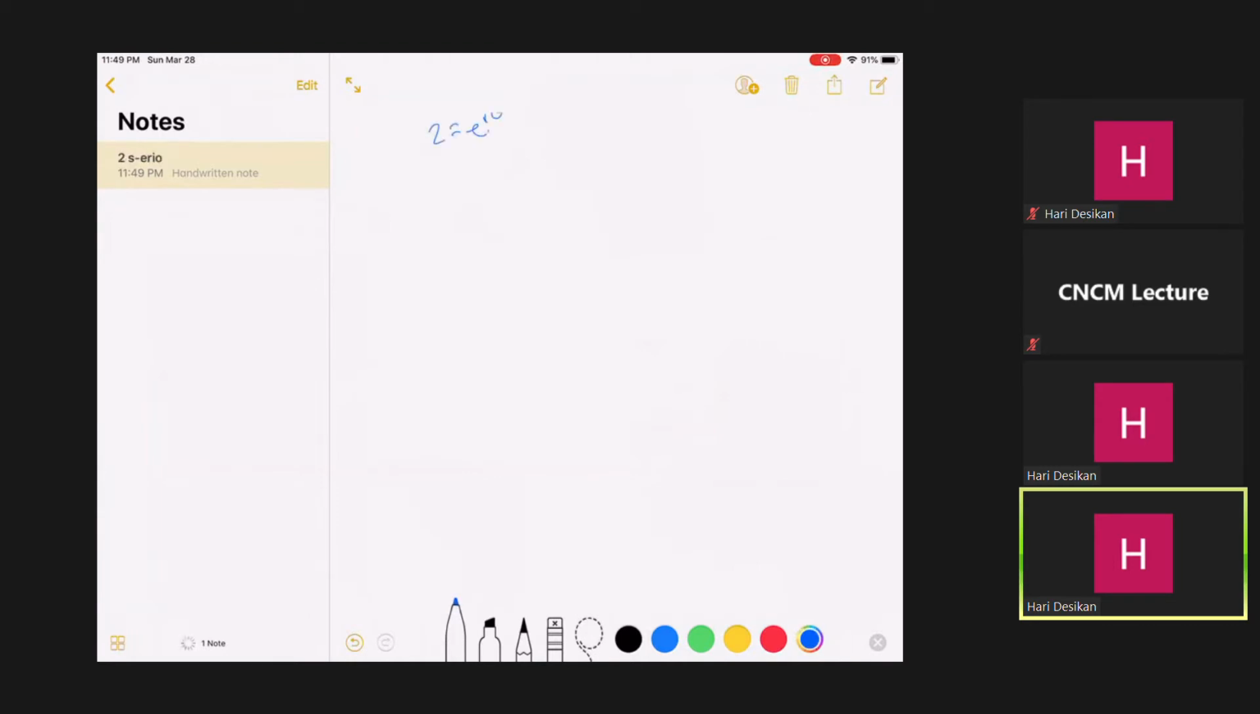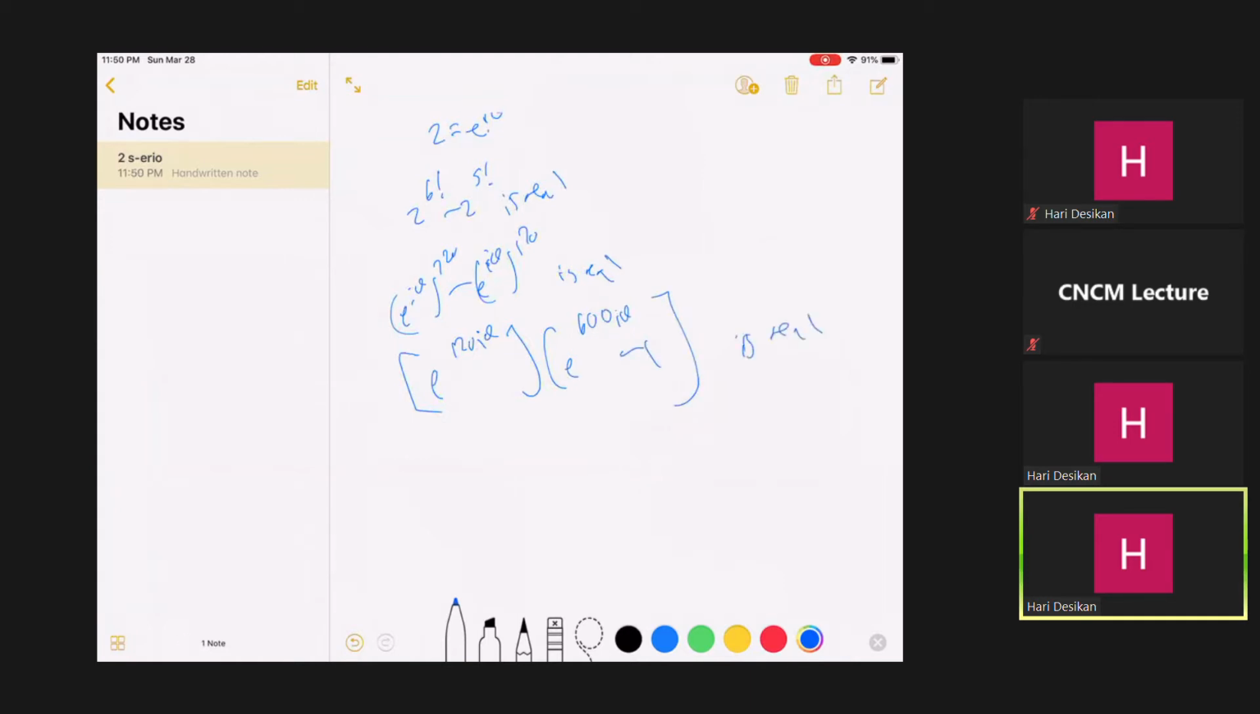And the question says that z to the 6 factorial minus z to the 5 factorial is real, which means we have e to the i theta to the 720 minus e to the i theta to the 120 is real, or e to the 120 i theta times e to the 600 i theta minus 1, and this is real. Now, what does it mean something is real?